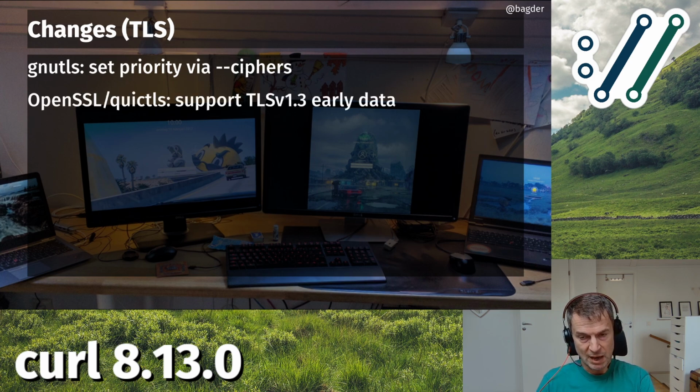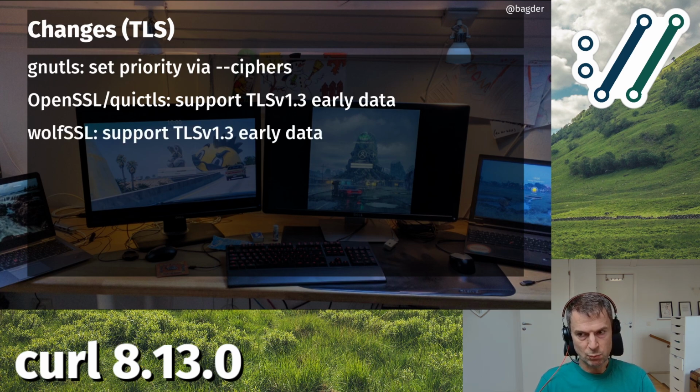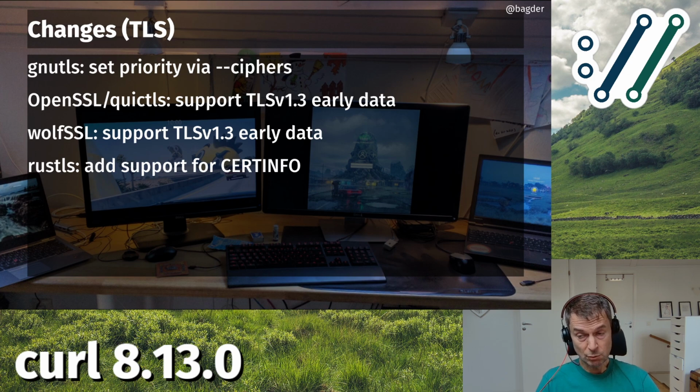And we have expanded the support for TLS 1.3 early data. Back again to the early data. Early data is a way to send data earlier in the TLS handshake, pretty much saving round trip time. And we now support it with OpenSSL and the QuicTLS fork, and we also support it with WolfSSL when you build with those backends, which is cool.